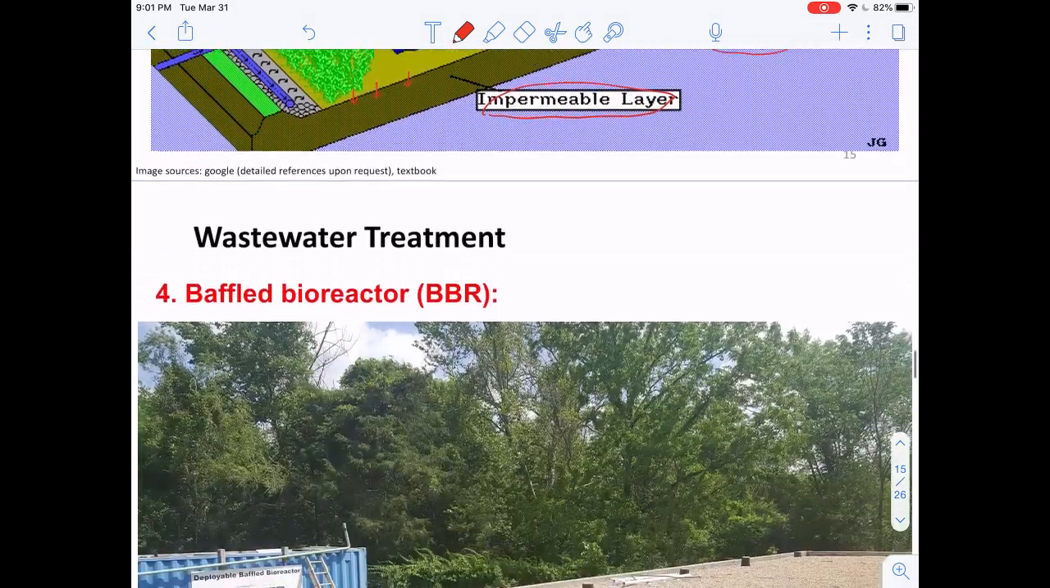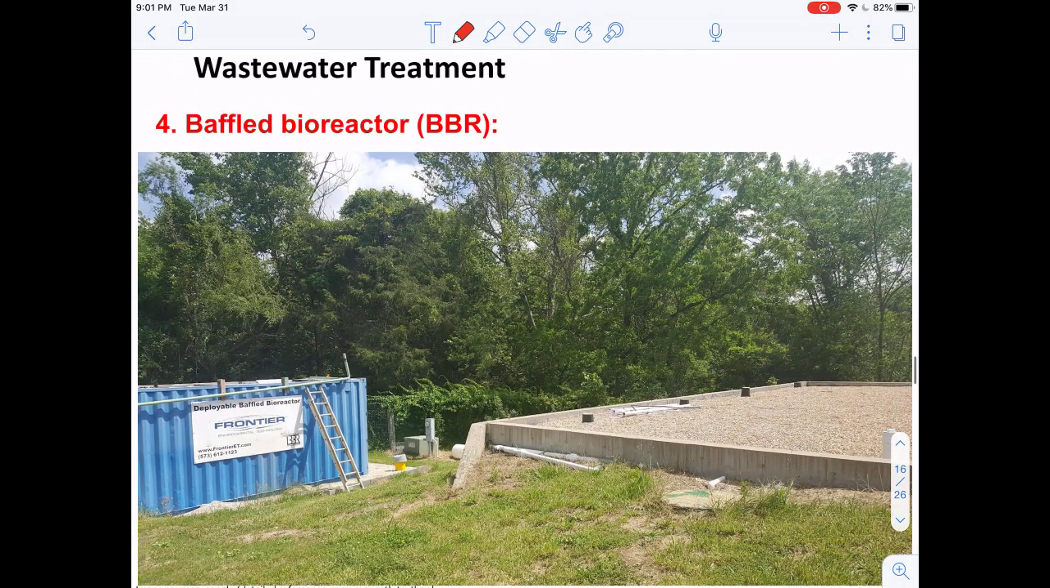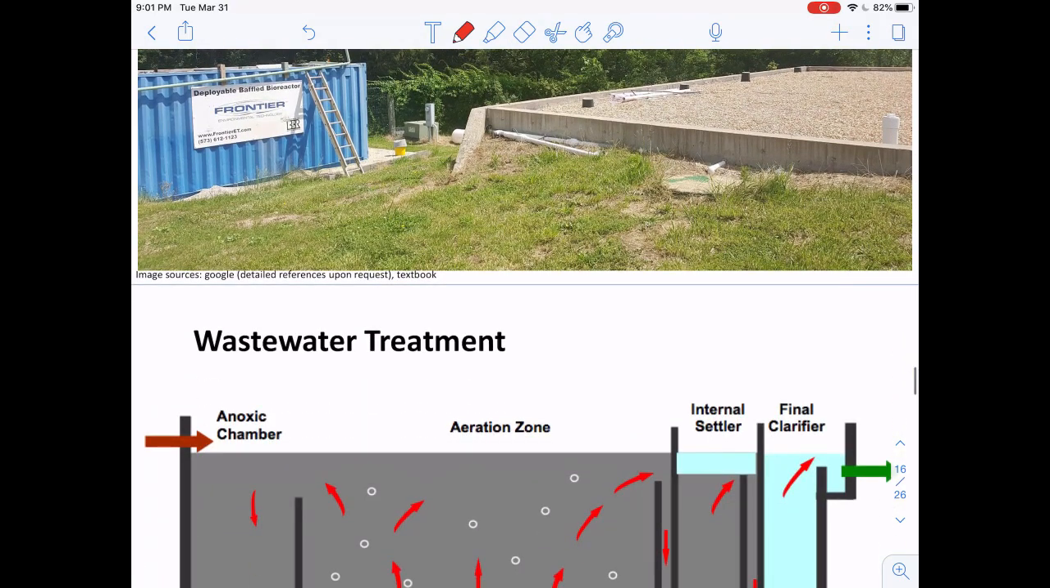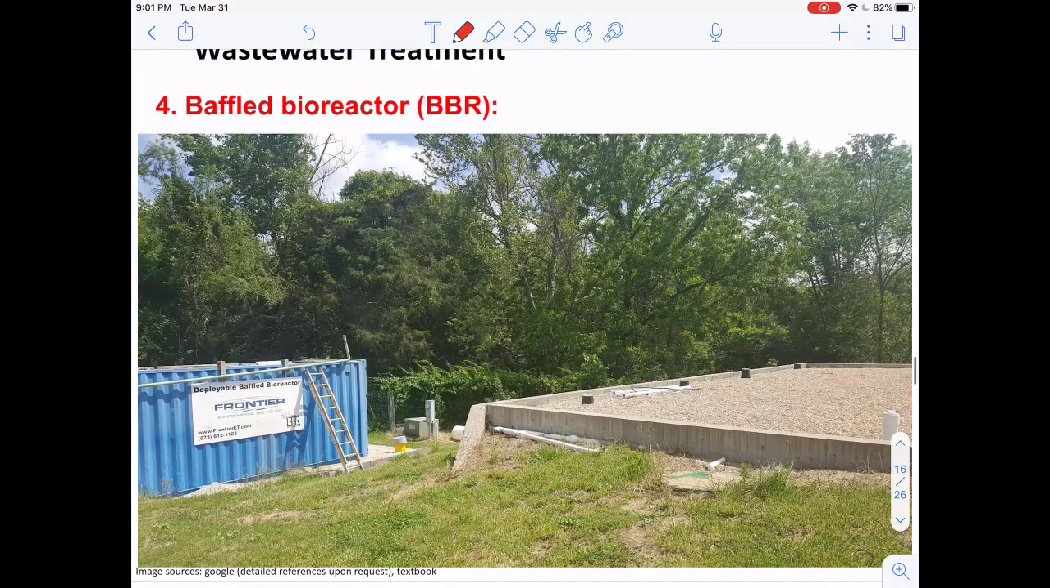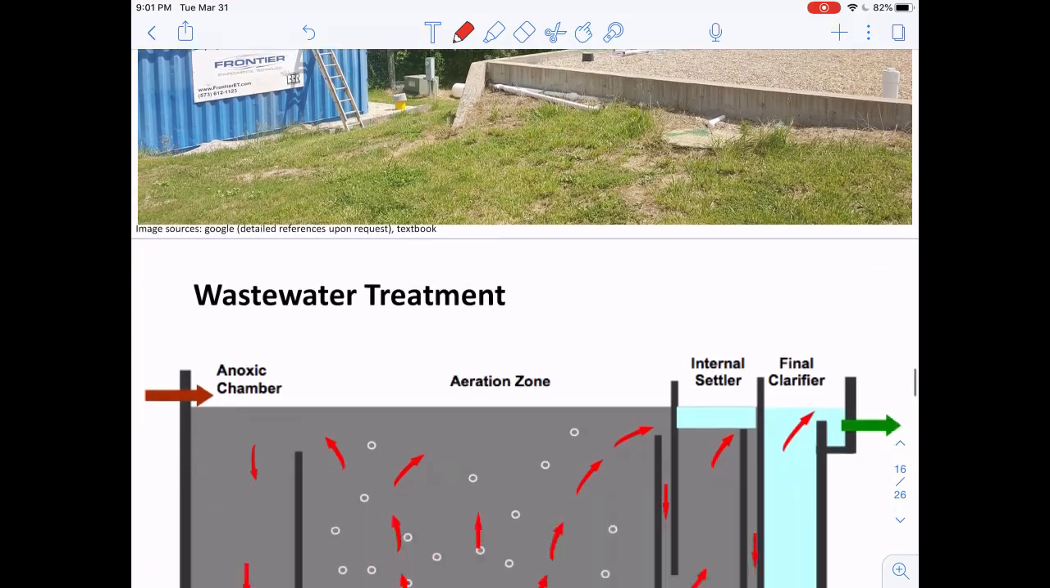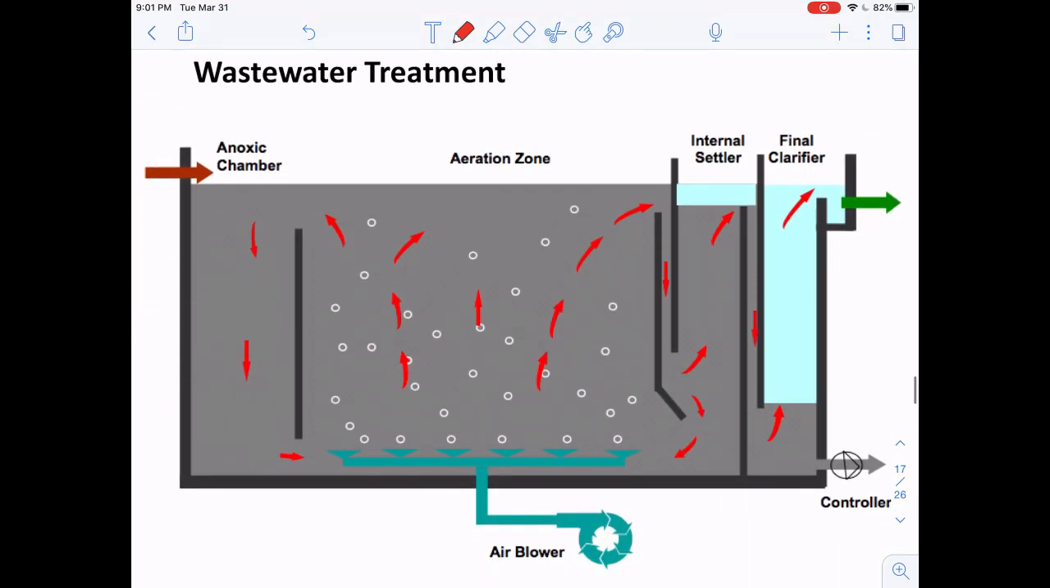But these baffled bioreactors can just sit outside, just above the ground. And it is also a pretty condensed system where you can treat the water quality quite efficiently. So what happens in this baffled bioreactor here is that we'll introduce the wastewater first through this anoxic chamber.